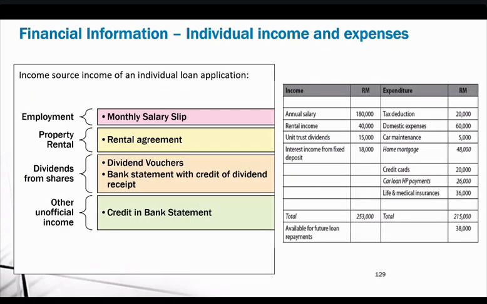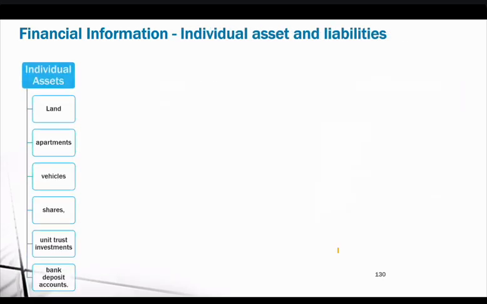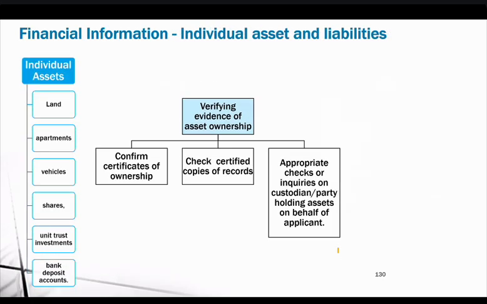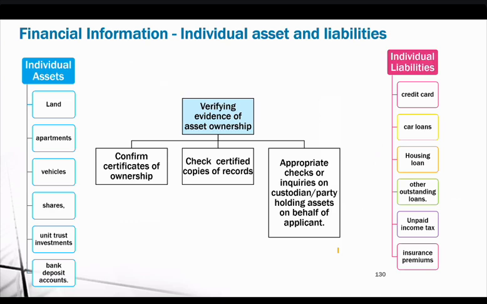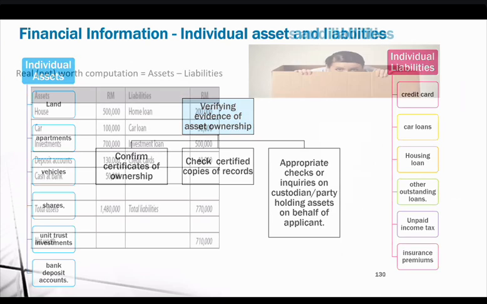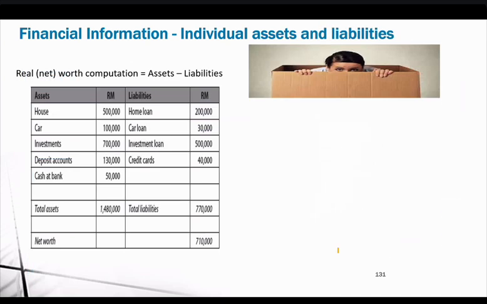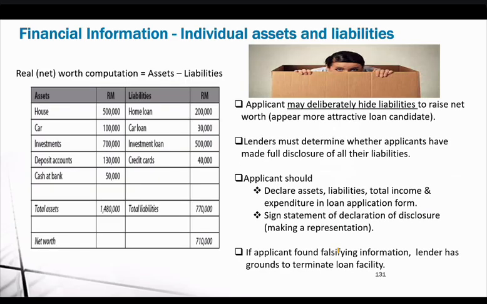For retail financial information, this is the information that you typically collect, and you would check the individual's assets, verify the ownership, and check the individual's liabilities to determine the net worth. And this is the example of calculating net worth of an individual. Some retail borrowers may deliberately hide liabilities to raise the net worth, so they should declare all of it to be true and sign a declaration of disclosure. They make a representation. If they found falsified information, you have the right to terminate the loan facility.